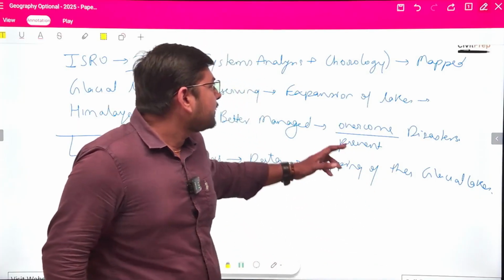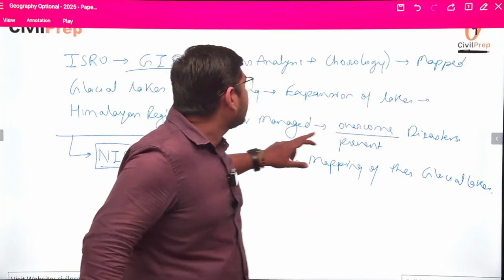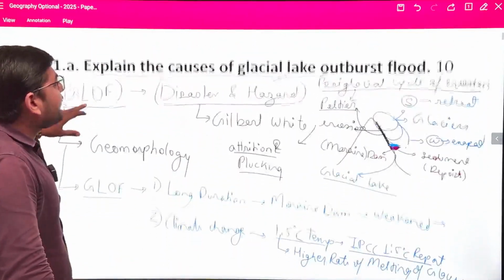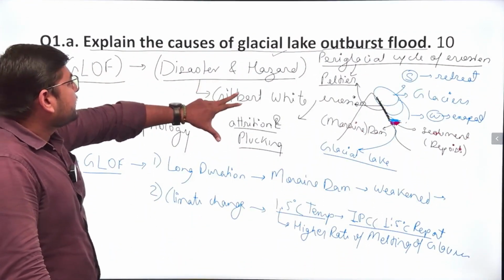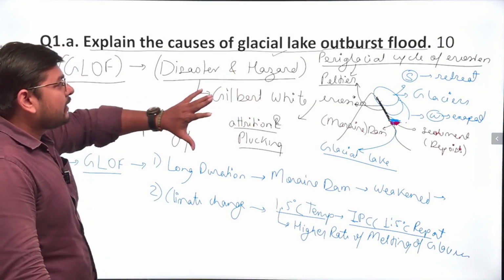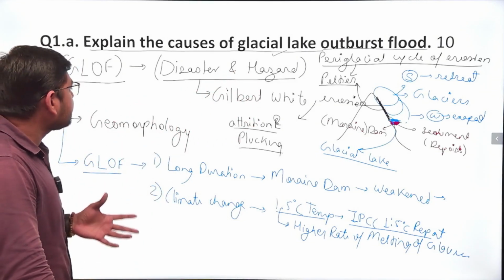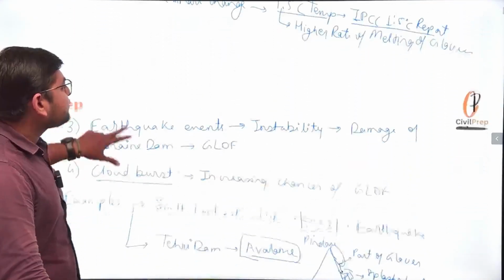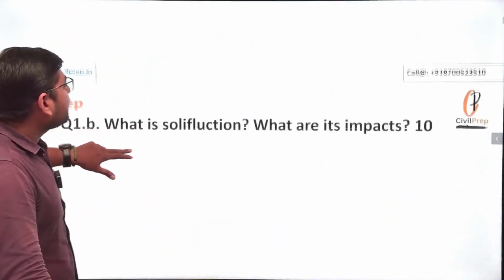So this is the first question, which we can write by interconnecting it with the various causes, the disasters, the hazards, and how they have been defined by the various theorists. We can use this aspect for the writing up. So this was the first question. Let's move to the next question.